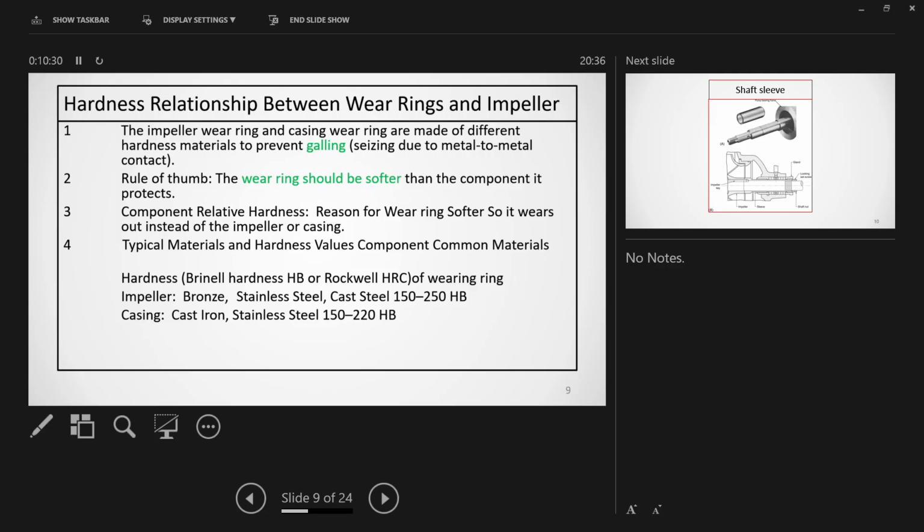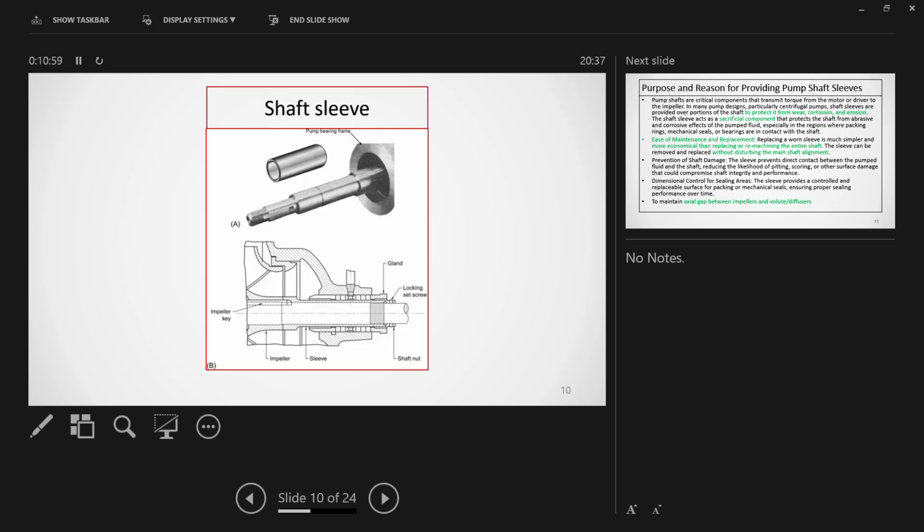Typical material and hardness of the wearing ring: hardness is the Brinell hardness number, HB, that is B scale, or Rockwell hardness number, C scale. The impeller wearing ring will be bronze, stainless steel or cast steel, with Brinell hardness number 150 to 250. Similarly, the casing wearing ring can be cast iron or stainless steel, and its hardness will be 150 to 220 Brinell.